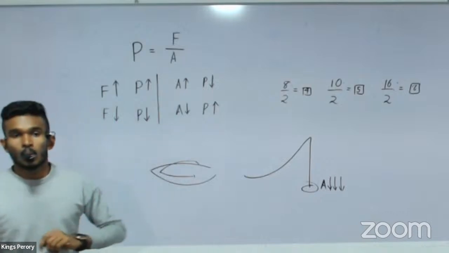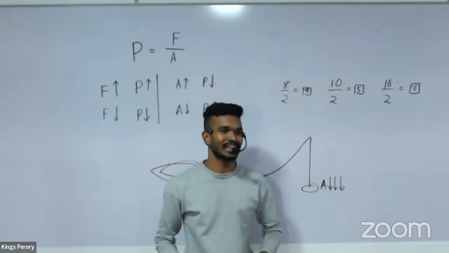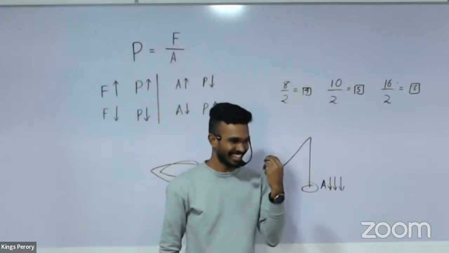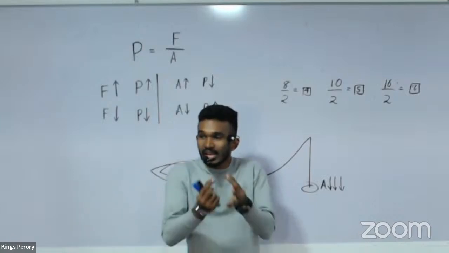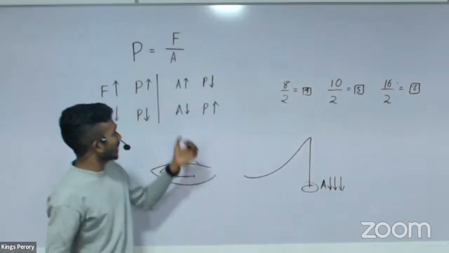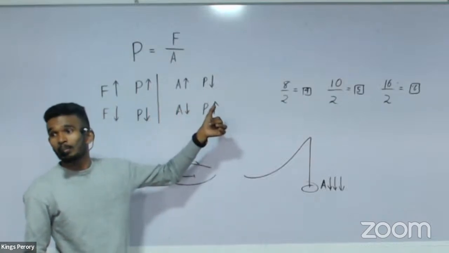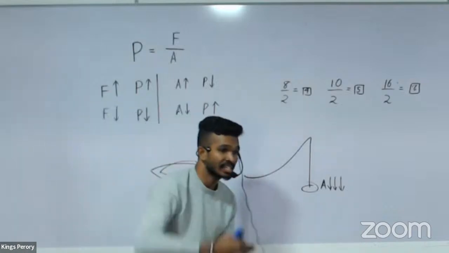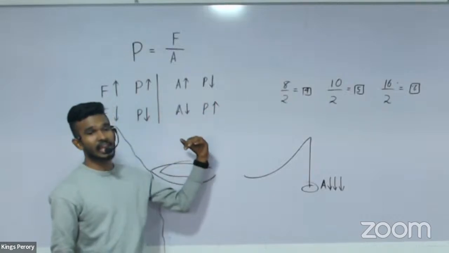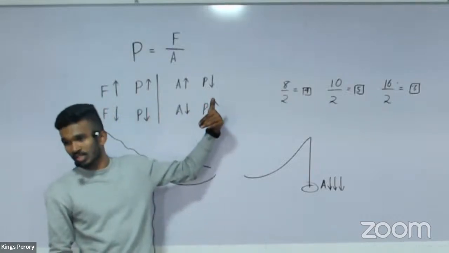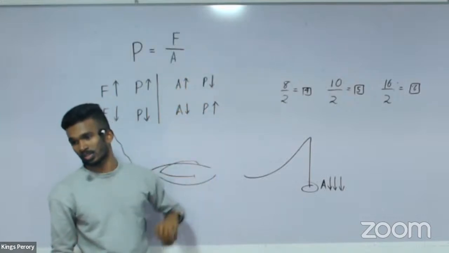Knives. Why do knives have a sharp edge? I'm asking in science terms. Why do knives have a sharp edge? Sharp edge, area is less. When area is less, pressure is more. When pressure is more, you can easily cut it. Got the point there? So when you reduce the area, you can increase the pressure. If you increase the area, you can decrease the pressure.